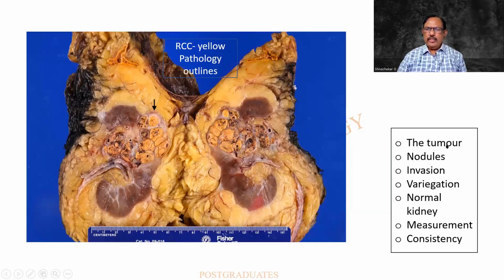So, you are supposed to comment on the nodules, the invasion, variegation, the normal kidney, pelvicalyceal system, corticomedullary differentiation, the measurement, consistency, etc.